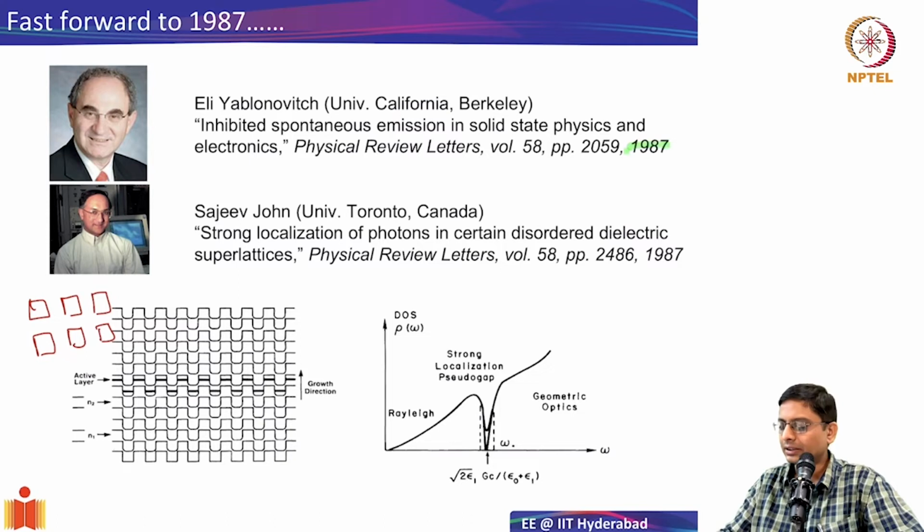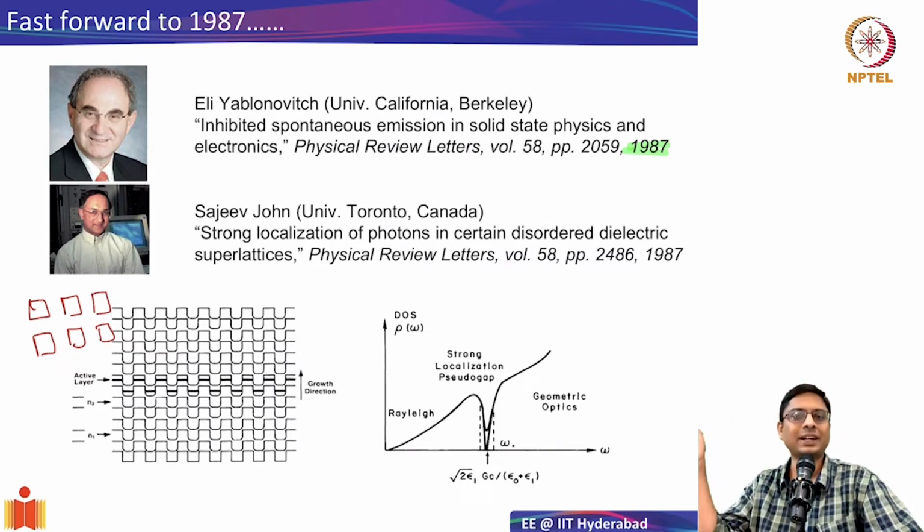A couple of months after that, I believe, or even less than a month after that, there was another paper by another physicist by the name of Sajeev John. He considered a completely different structure. While Yablonovitch looked at a periodic arrangement of dielectrics, a perfect lattice of dielectric constants, Sajeev John considered what happens if you have a random or disordered dielectric lattice.